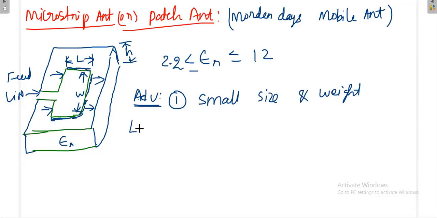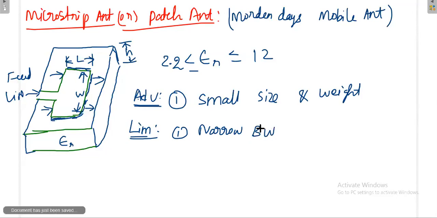Then what is the limitation? It has narrow beam width or bandwidth. Please make sure whether it is beam width or bandwidth. I'm having confusion. Definitely narrow band only, though I think it could have been narrow beam width. Please check it out.